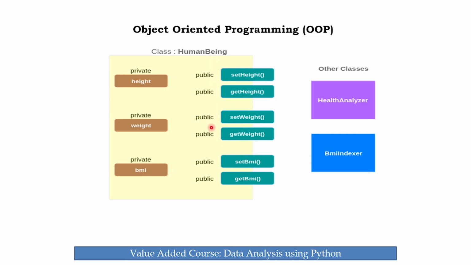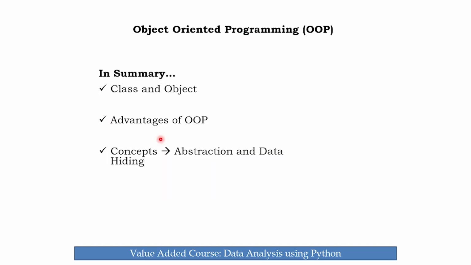Why I have declared these as public is, see, there are other classes here, health analyzer and BMI indexer. These classes cannot directly access the height. But these classes need to set the height. So to set the height, they can do it through member functions like set height and get height. For that purpose, to make these methods publicly accessible to other classes, I make them public, but I will not allow the members to be accessed from outside directly. So I make them private.